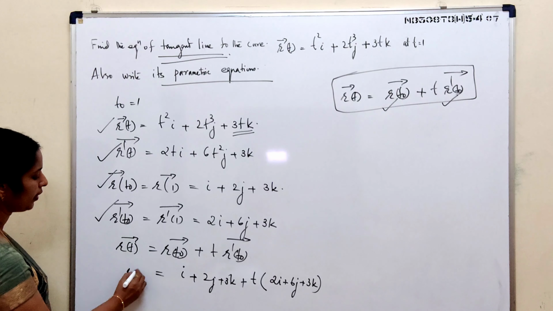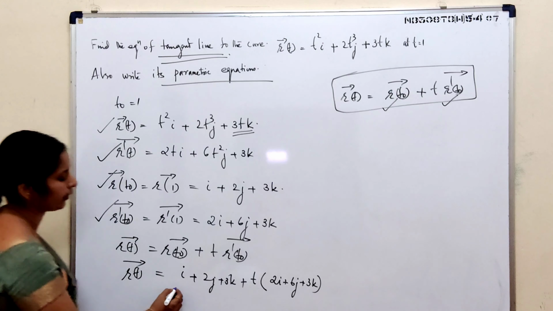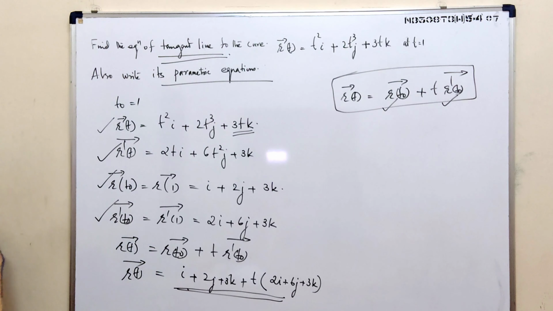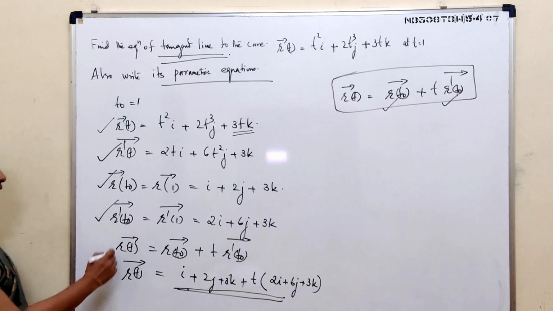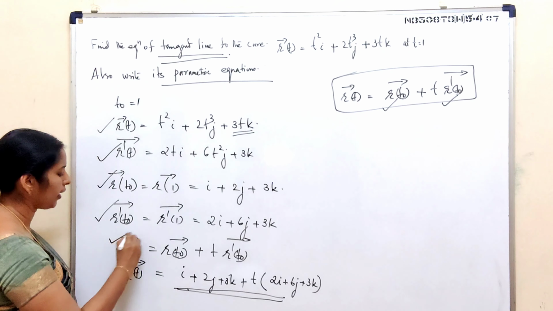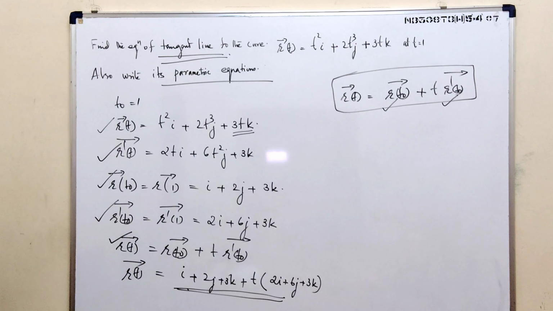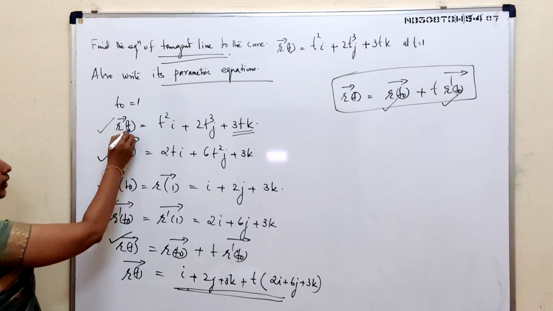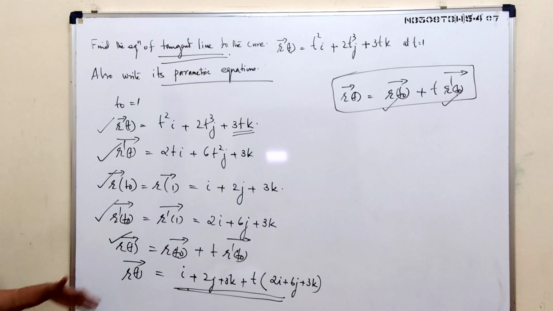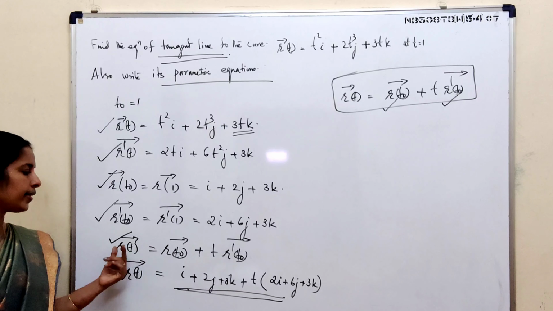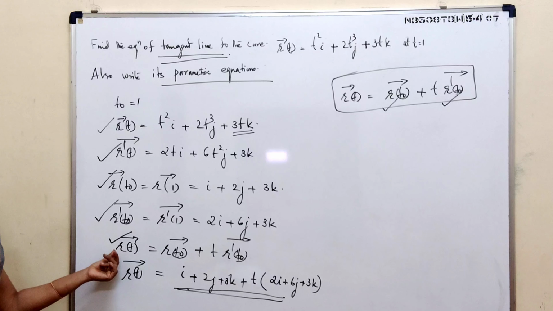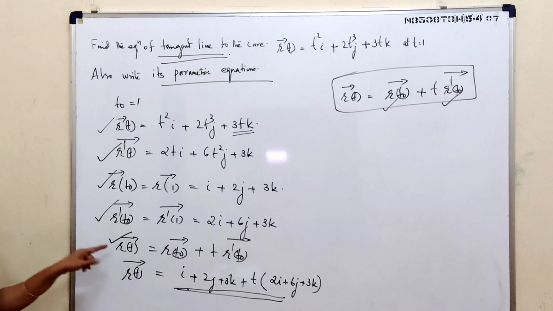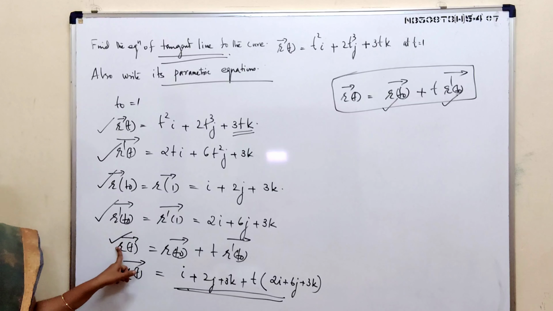This is the equation of the tangent line. Now you may have a confusion about vector r(t). The given curve is vector r(t), and the equation of the tangent line is also written as vector r(t). This is a curve, and this is the equation of the tangent line.